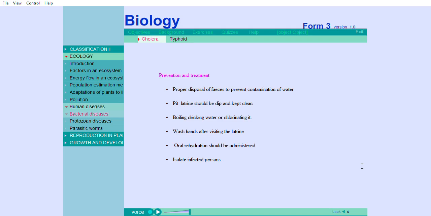Prevention and treatment. Proper disposal of feces to prevent contamination of water. Pit latrines should be deep and kept clean. Boiling drinking water or chlorinating it. Wash hands after visiting the latrine. Oral rehydration should be administered. Isolate infected persons.